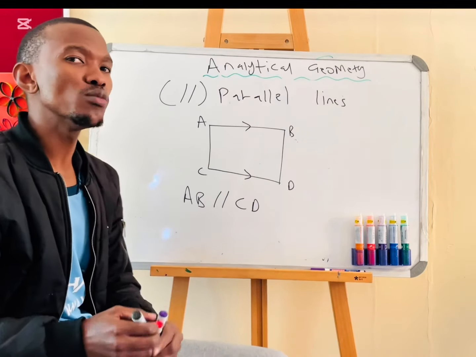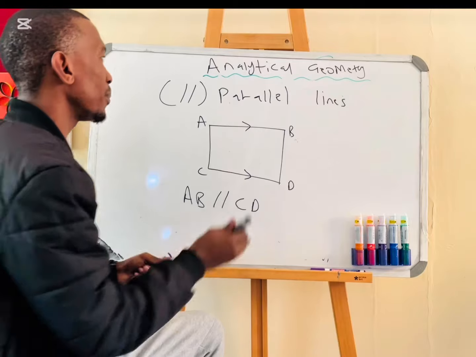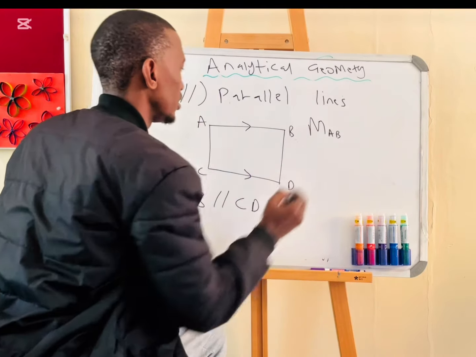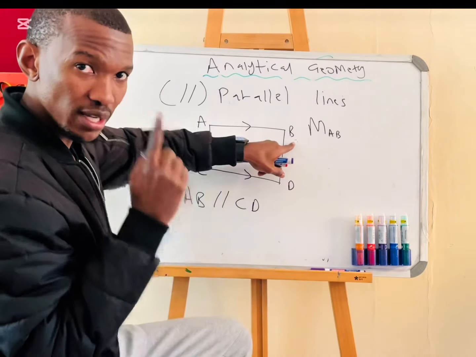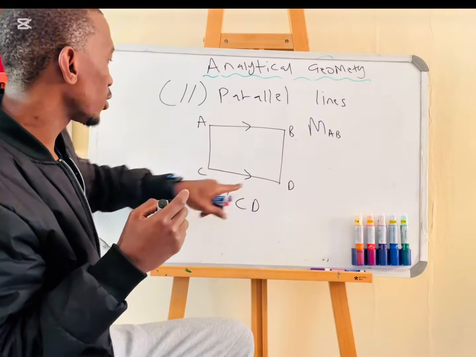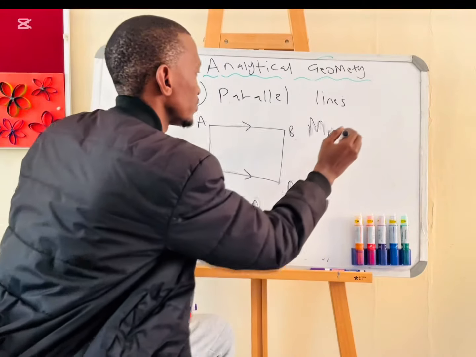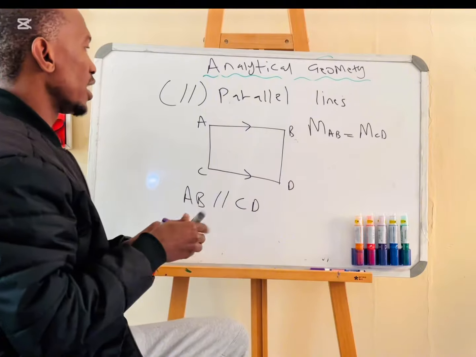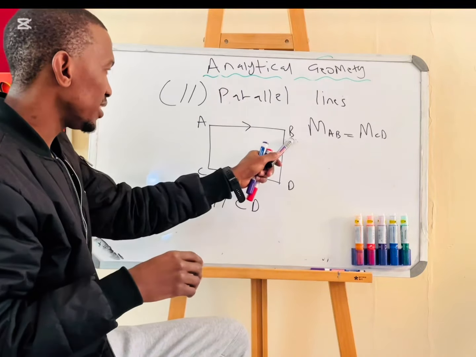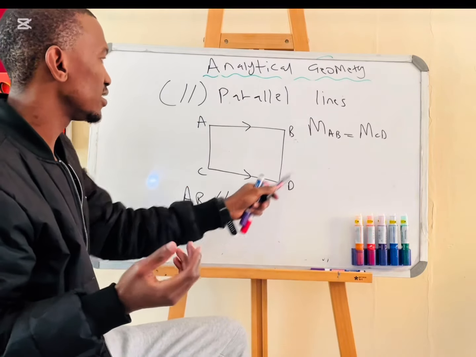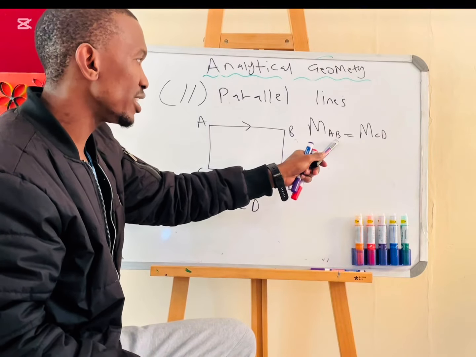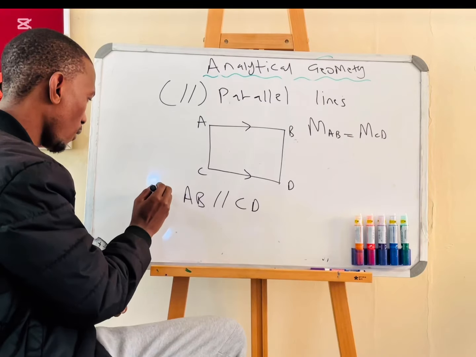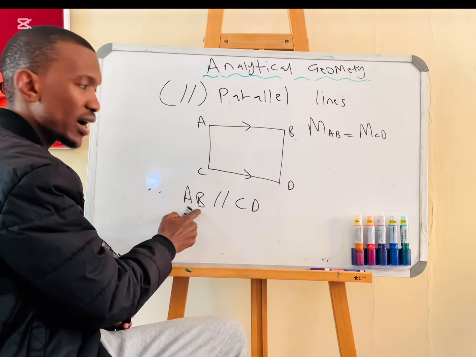So if they say I must prove it, what must I do? I must calculate the gradient of AB, number 1. Number 2, calculate the gradient of CD. If the gradient of AB is the same as the gradient of CD, like this, the gradient of AB equals the gradient of CD. Therefore, AB is parallel to CD.